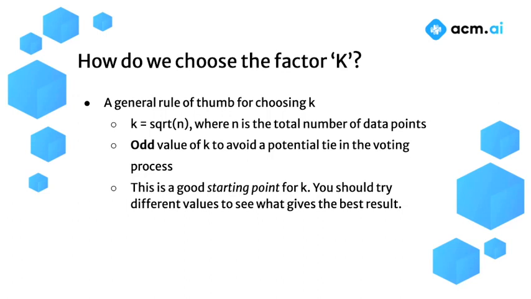If you have 4 dots, 2 of them are blue, 2 of them are red, that doesn't really tell you that much. But with an odd number, you can always break that tie. So that's why we want to choose an odd value of k. And as this line right here says, this is a good starting point for k, but you should try different values of k to see which one gives the best accuracy and result.